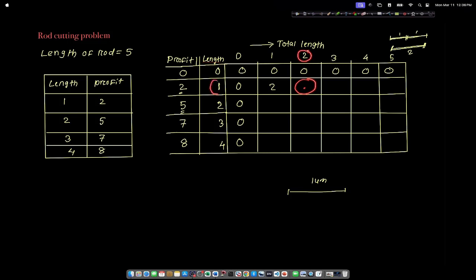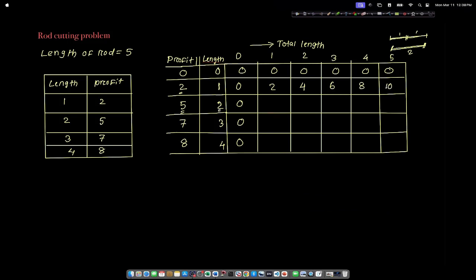and we can cut it into units or pieces of unit 1. That means we have a rod with 2 unit length, and we can cut it into pieces of length unit 1, then each unit will have a profit of 2, then total profit will be 4. For this cell, it means that we have a rod of length 3, and that can be divided into 3 pieces of 1 unit length, and that's why profit will be 6. For 4, the profit will be 8, and for 5, the profit will be 10.